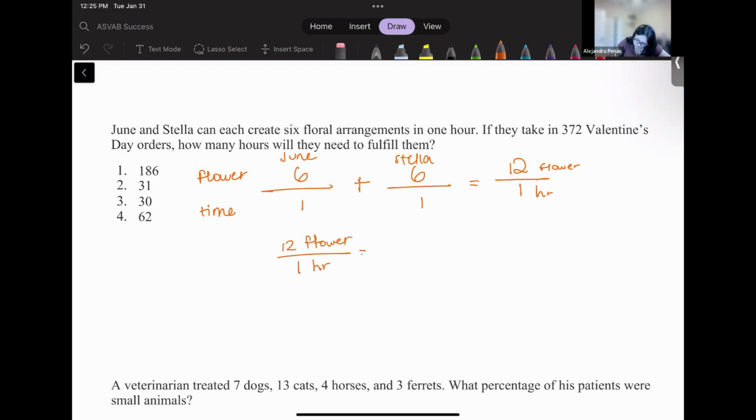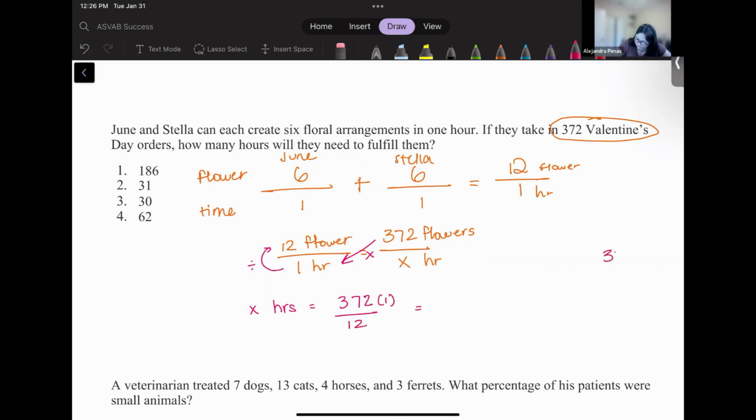And we want to know how long it is going to take them to do 372 arrangements. So we're going to put the 372 up here and figure out how much time that is going to take. Using a proportion, we can cross multiply and divide. So the number of hours it would take would be 372 times 1 divided by 12. So we'll have 372 divided by 12.